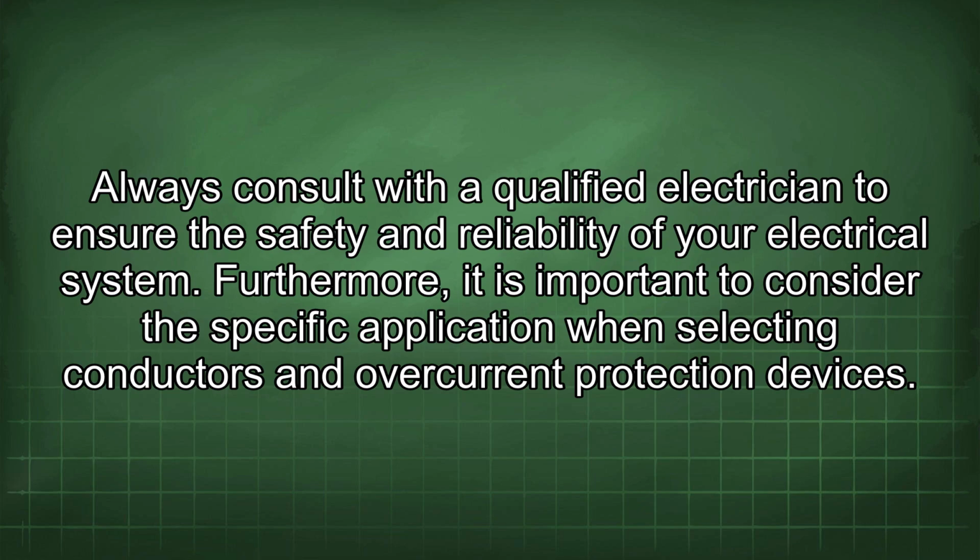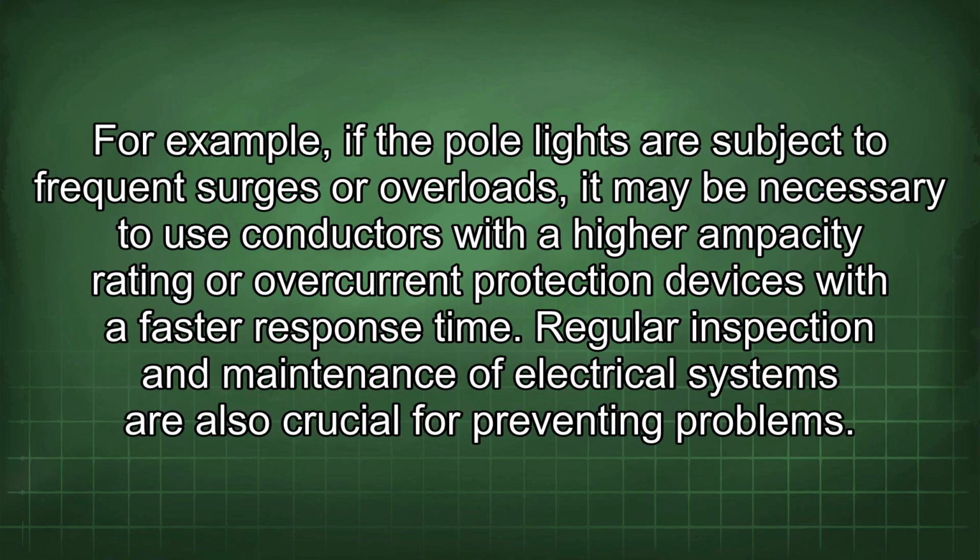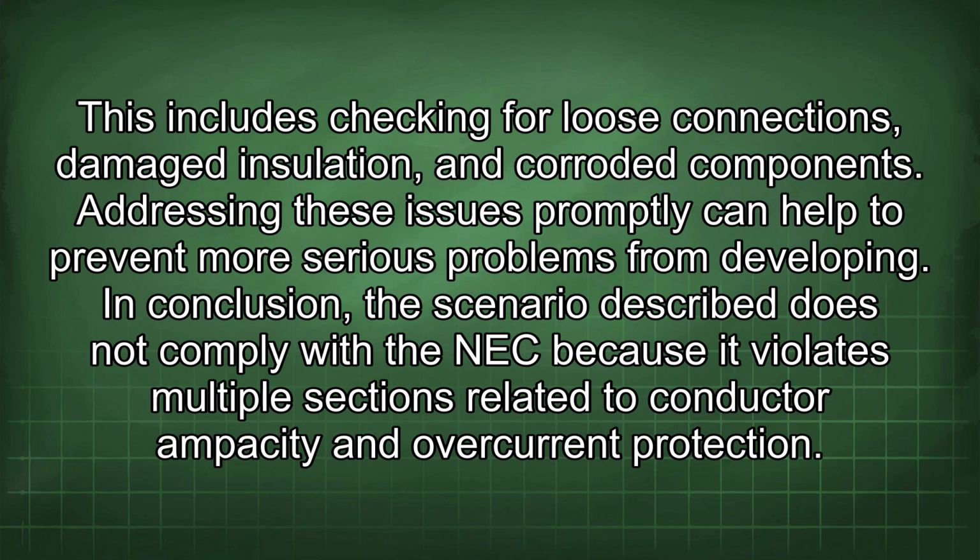Furthermore, it is important to consider the specific application when selecting conductors and overcurrent protection devices. For example, if the pole lights are subject to frequent surges or overloads, it may be necessary to use conductors with a higher ampacity rating or overcurrent protection devices with a faster response time. Regular inspection and maintenance of electrical systems are also crucial for preventing problems. This includes checking for loose connections, damaged insulation, and corroded components. Addressing these issues promptly can help to prevent more serious problems from developing.